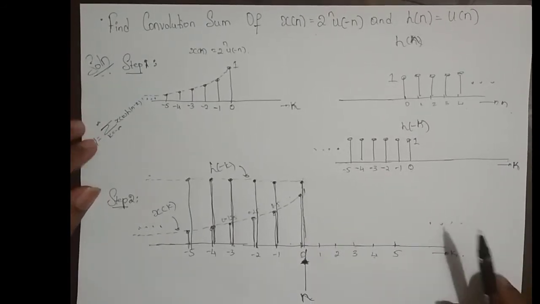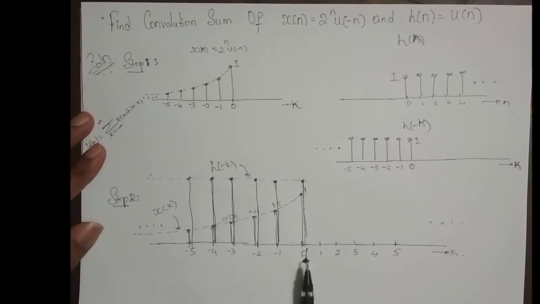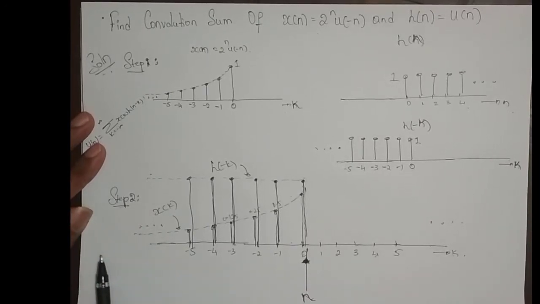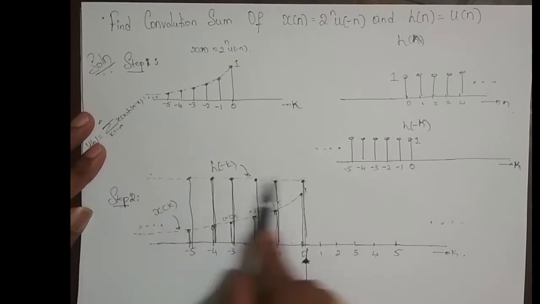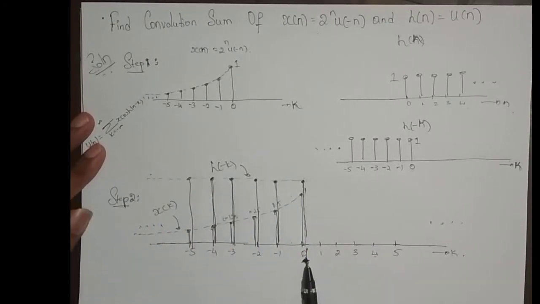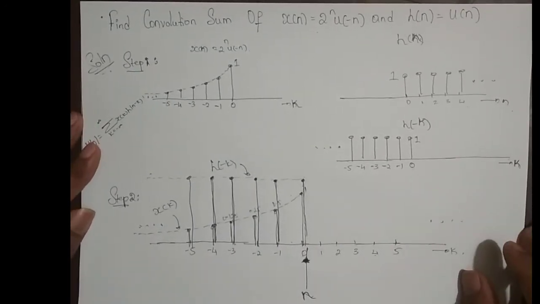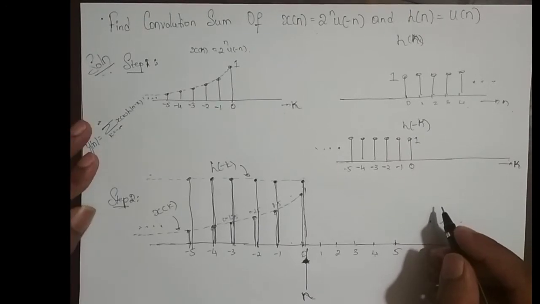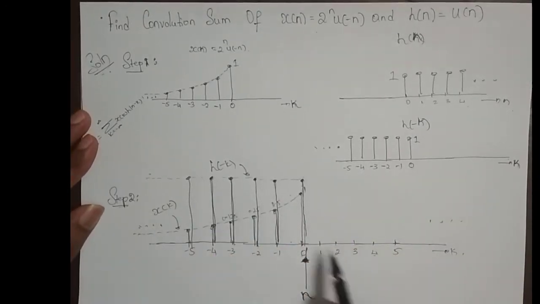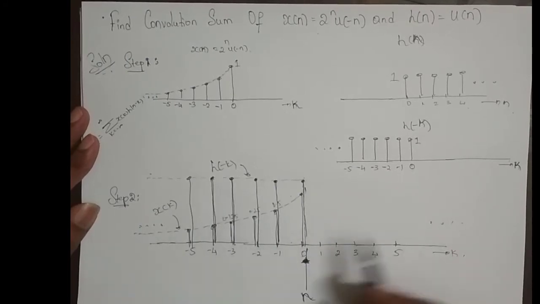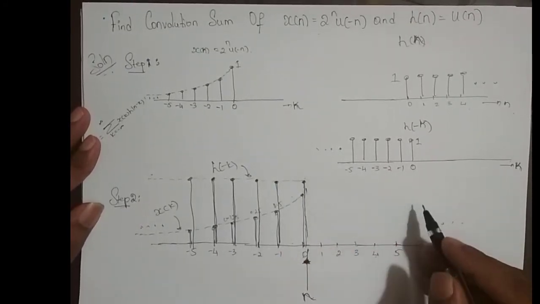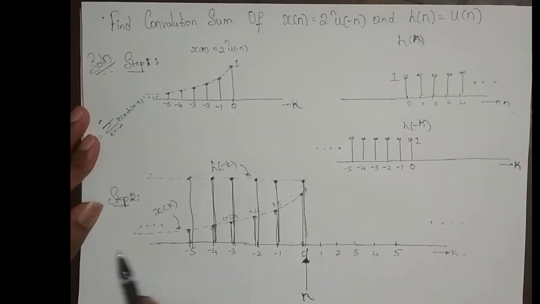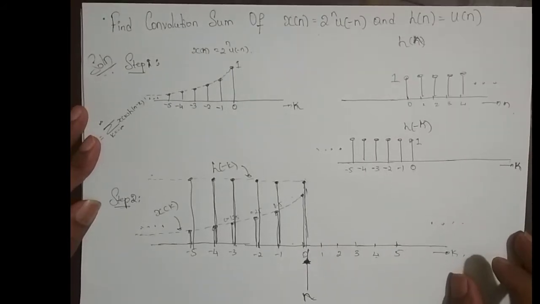Now since I placed the slider here, I can move this slider, which is nothing but moving this h of minus k sequence, from minus infinity to infinity, and I have to come up with non-overlap regions and overlap regions. This is a kind of problem where we won't get a non-overlapping region. So wherever you move the h of minus k sequence from minus infinity to plus infinity, there will be an overlap of the two sequences, x of k and h of minus k.